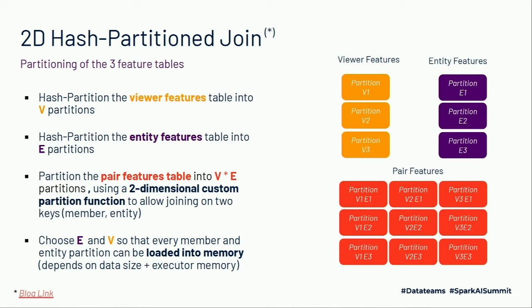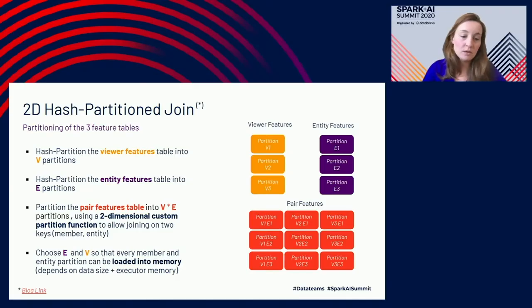So how do we pick E and V? It depends on your use case, but basically you need to pick those large enough so that every member and entity partition can be loaded into memory. Obviously it depends on your cluster resources, your input data size, and the executor memory that you want to set in your job. There are a lot of optimizations that are performed under the hood in the 2D hash partition join. If you want to check out the blog that was written, I added the link to this slide if you're interested.